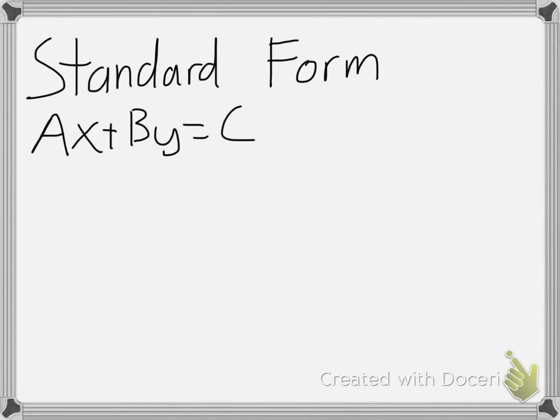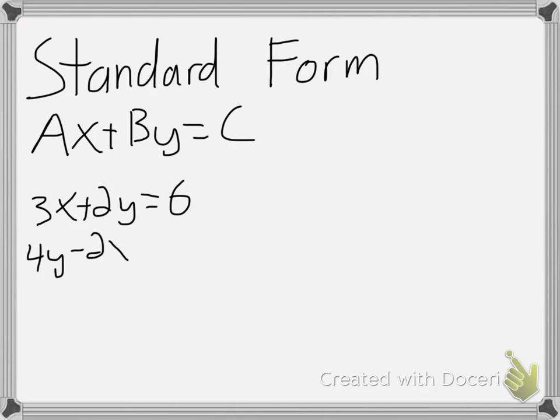So 3x plus 2y equals 6 is an example. It can be the other way around too: 4y minus 2x equals 12 is an example. 12x plus 3y equals 36 is also an example. So these are all examples of equations in standard form, okay?